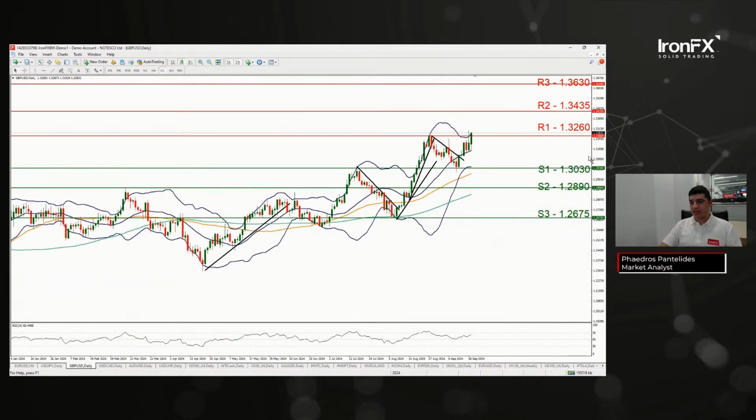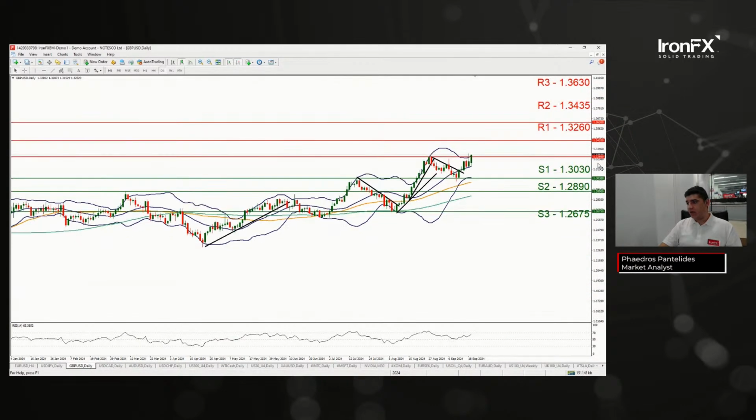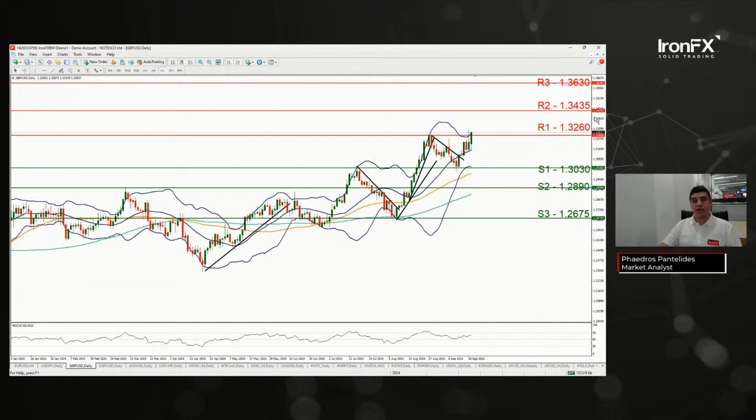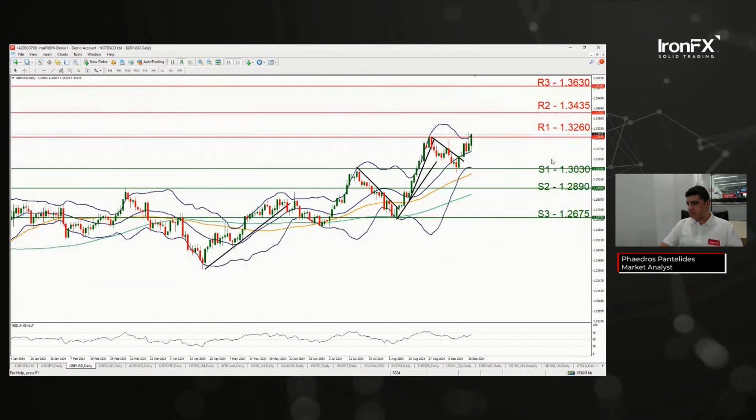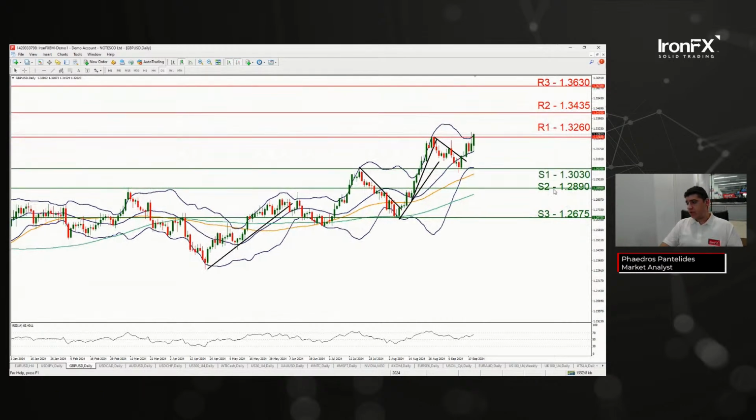British pound against the US dollar, currently breaking above that R1 level of 1.3260. The BOE's interest rate decision is set to occur during today's late European session. So if I'm not mistaken, it's about 2 p.m. GMT plus 3, which is at around, well, since we're in the UK, it's 12 p.m., if you're in the UK.